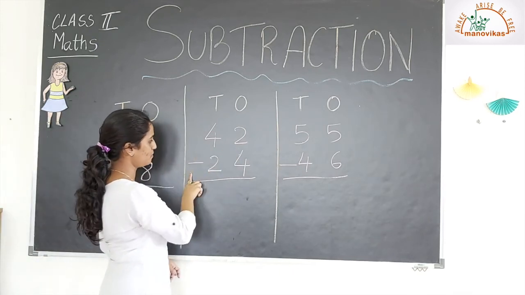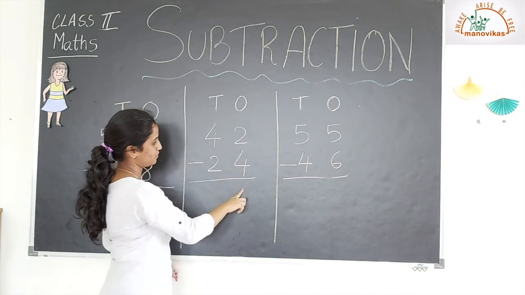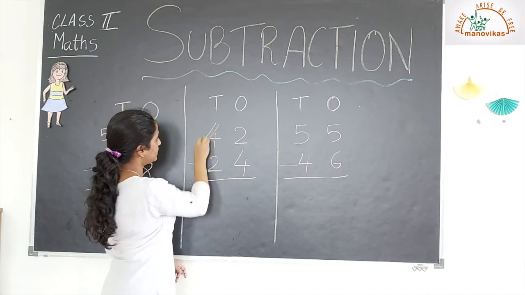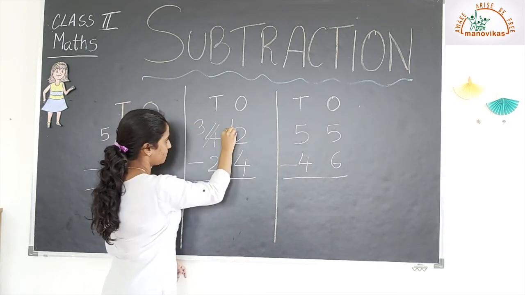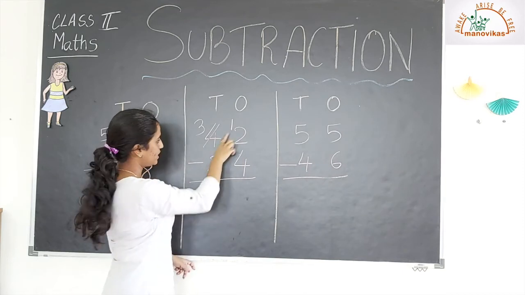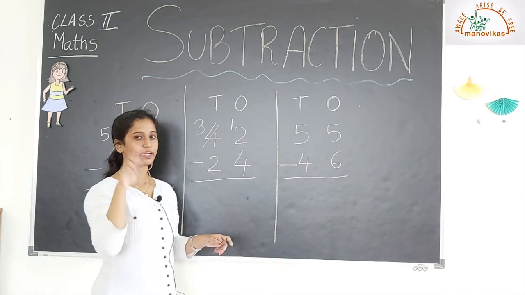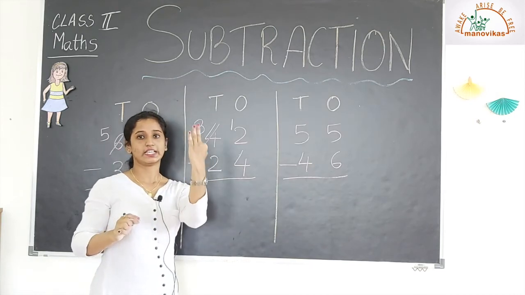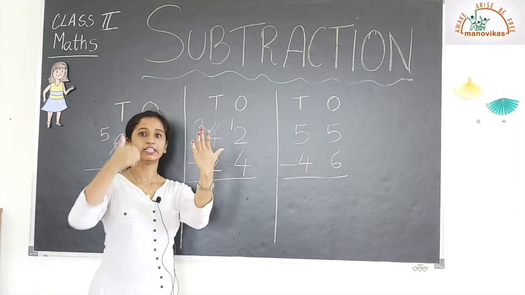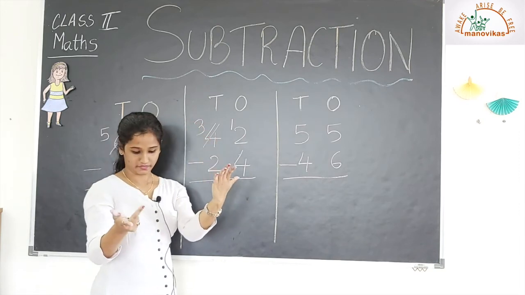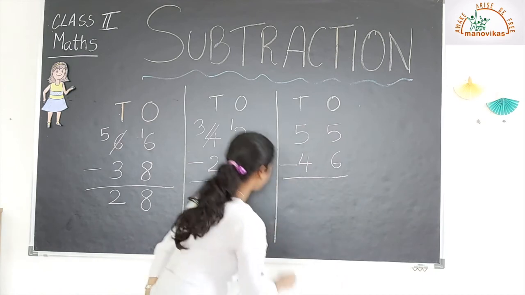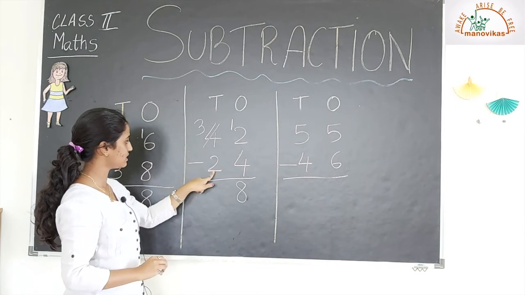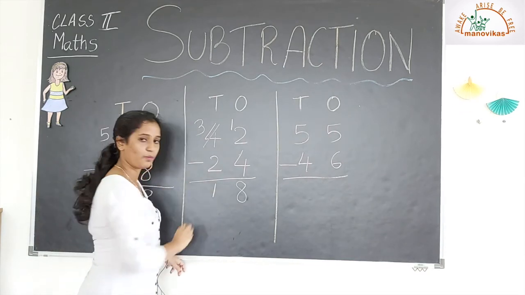Next, 42 minus 24. So we go to the ones column. 2 is less than 4. Yes, so we go to the tens. So 3 here, 1. So this is 12. So 12 minus 4. Keep 4 in your mind and count forward till you get 12. 4, 5, 6, 7, 8, 9, 10, 11, 12. Okay, so the answer is 8. Correct? Next, 3 minus 2 gives us 1.